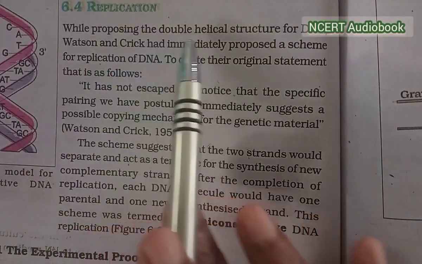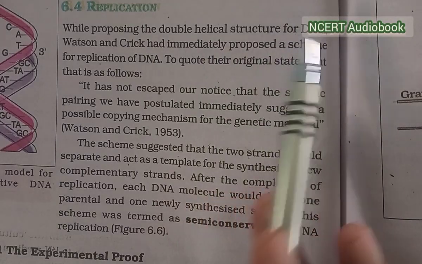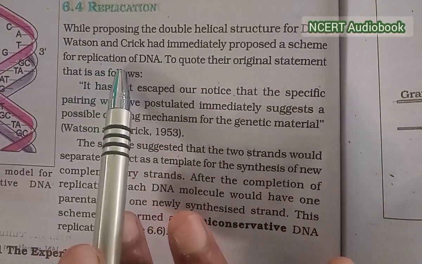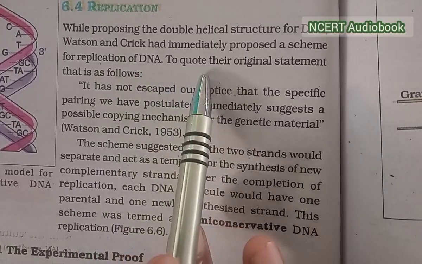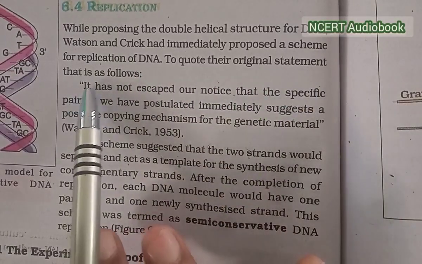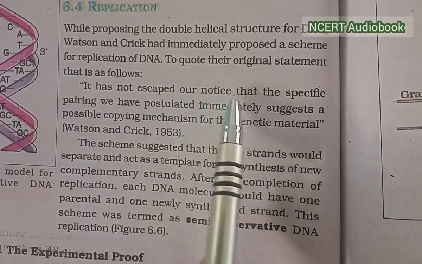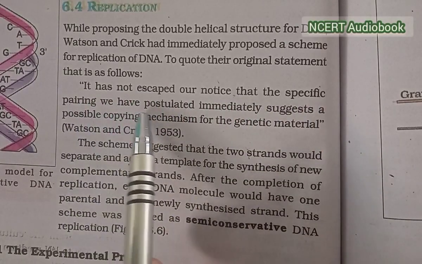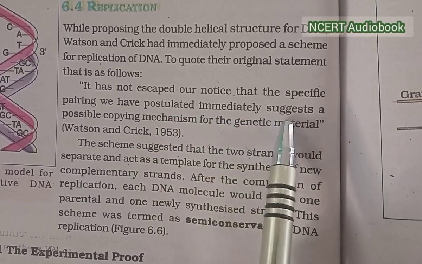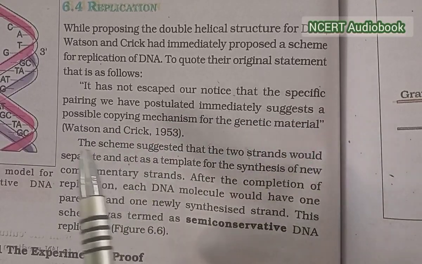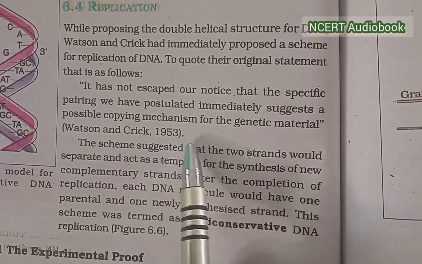While proposing the double helical structure of DNA, Watson and Crick immediately proposed a scheme for replication of DNA. To quote their original statement: "It has not escaped our notice that the specific pairing we have postulated immediately suggests a possible copying mechanism for the genetic material." Watson and Crick, 1953.